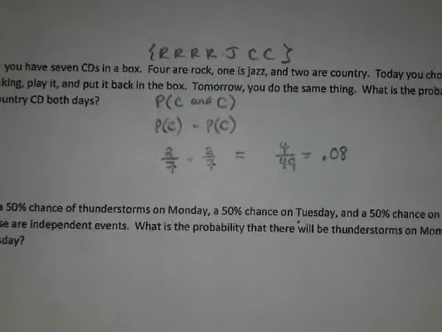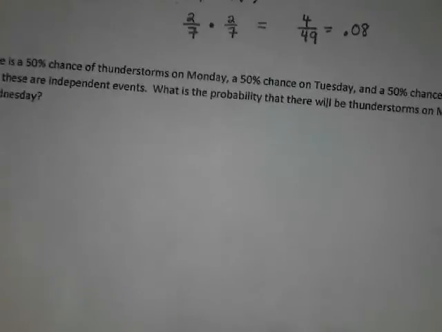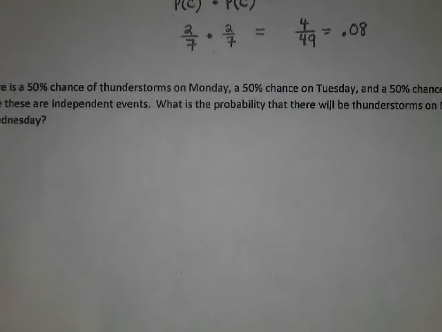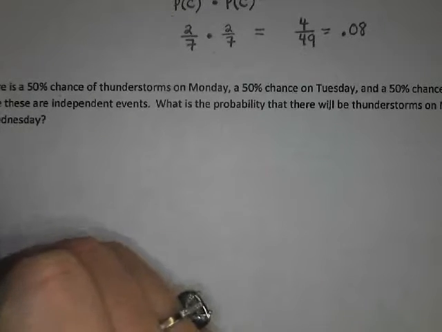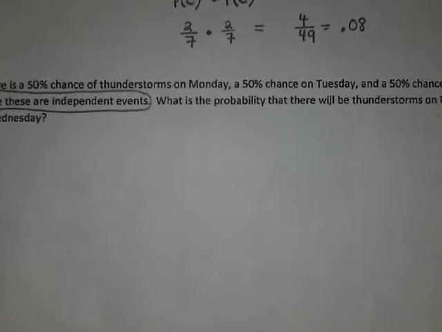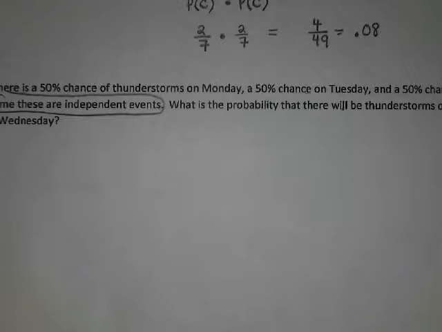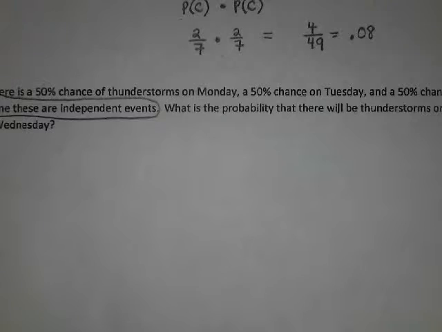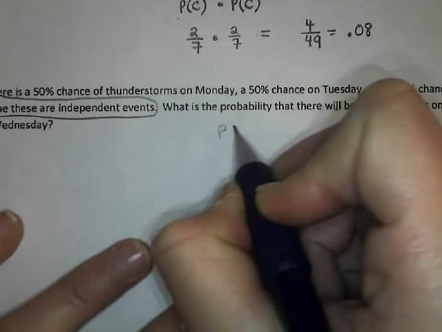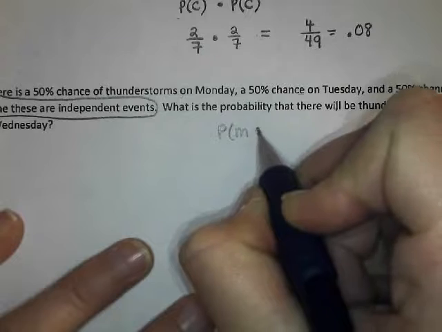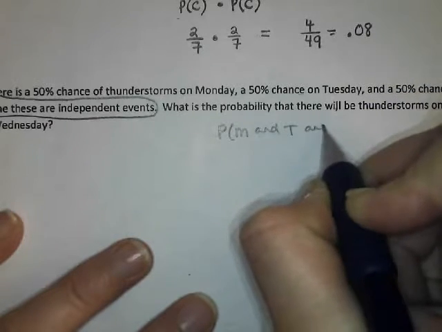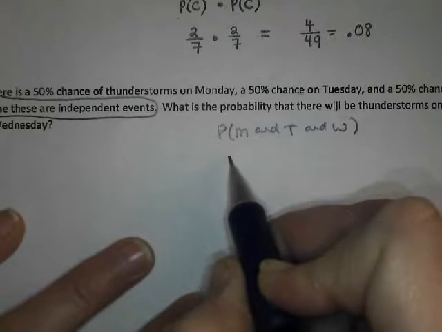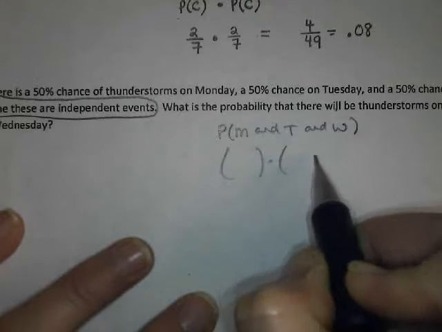Okay, and on the last one, 50% chance of thunderstorms Monday, 50% Tuesday, 50% on Wednesday. They say assume these are independent events. I'll tell you in a minute why they're telling us this. What is the probability that there will be thunderstorms on Monday, Tuesday, and Wednesday, all 3 days? So the probability of thunderstorms Monday and Tuesday and Wednesday. So we have to look at each one separately. So 3 separate events, 3 separate probabilities.